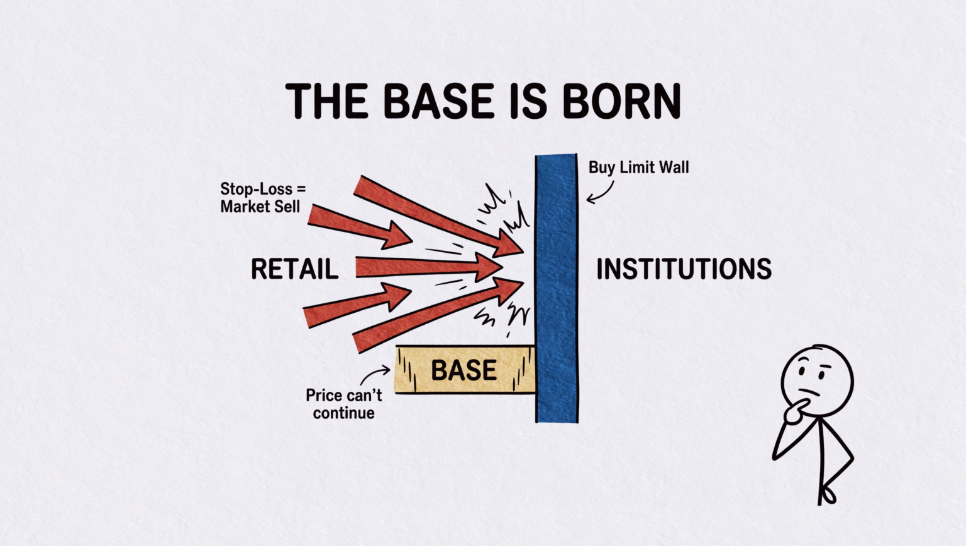And here's what matters. Inside the base, institutions primarily use limit orders to absorb, while retail, mainly through triggered stop losses, supplies the market orders that fuel the process.